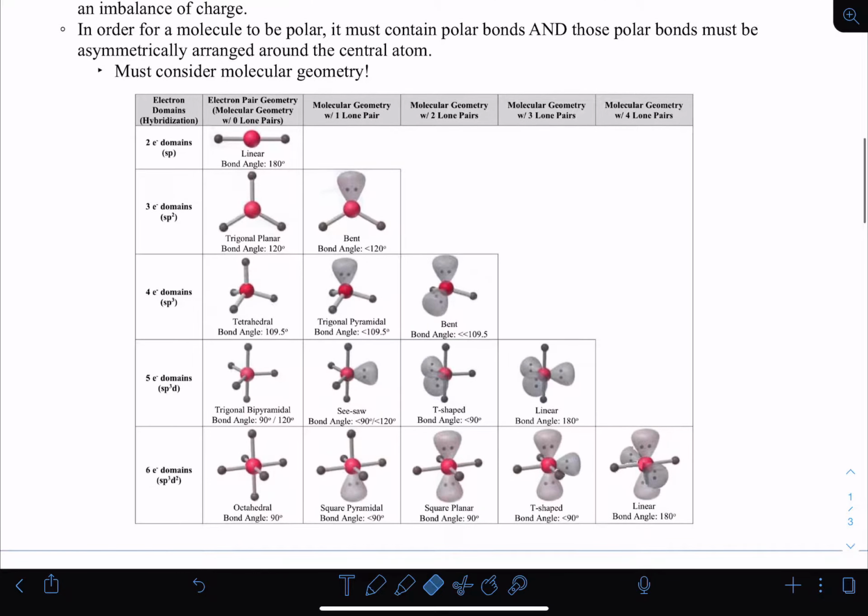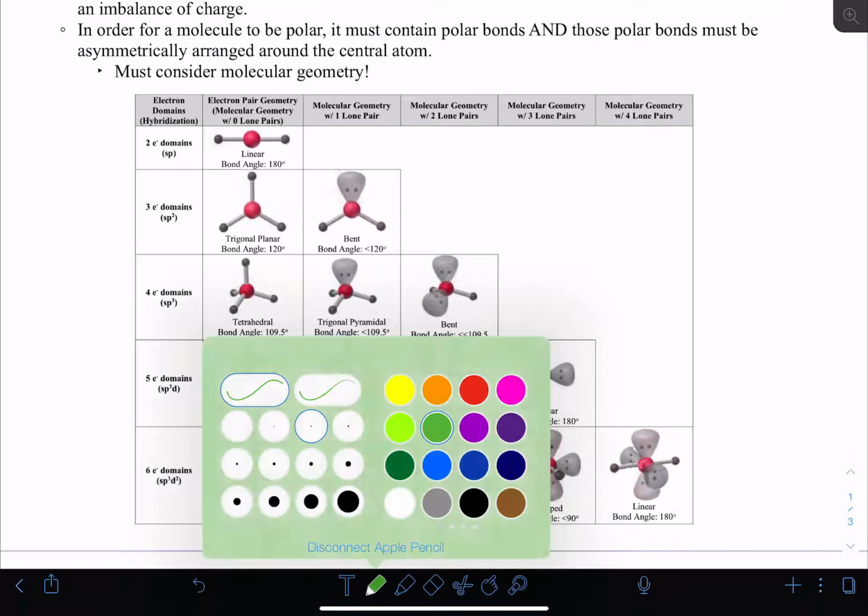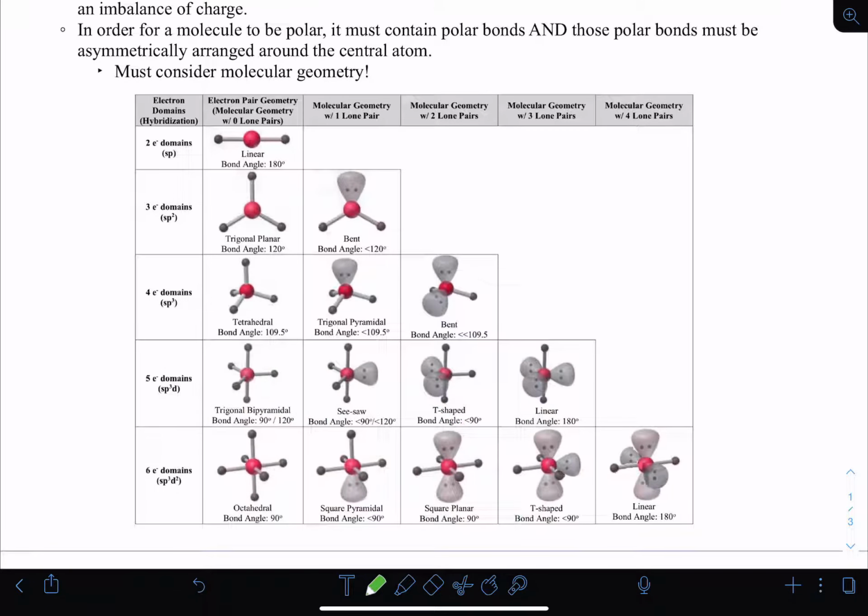which means we need to consider the molecular geometry. So if we look at our molecular geometries chart from the other day, everything I'm talking about in these examples is assuming that all of our bonds are equally polar.